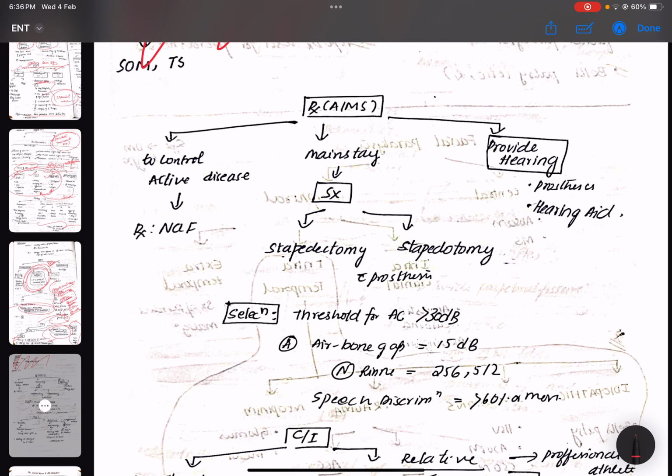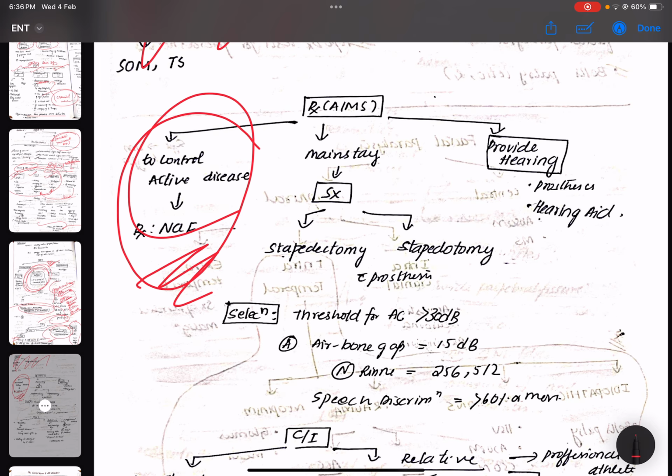Again, treatment aims: if it's an active disease, obviously you need to control it, so you will give sodium fluoride. You start the patient on sodium fluoride.